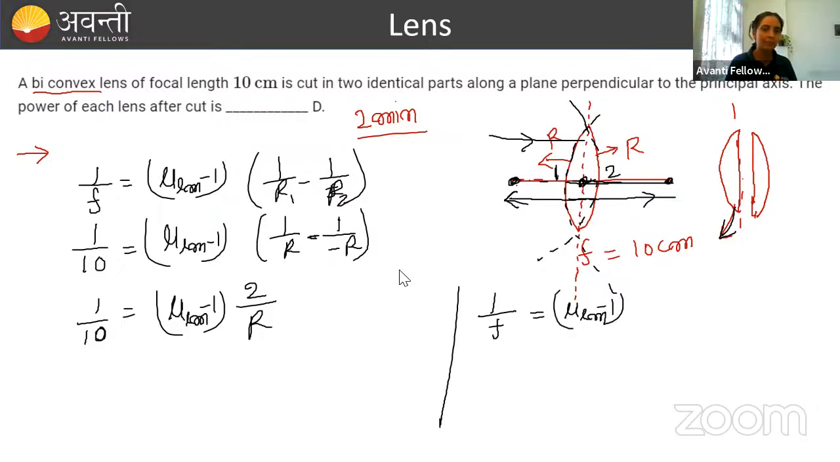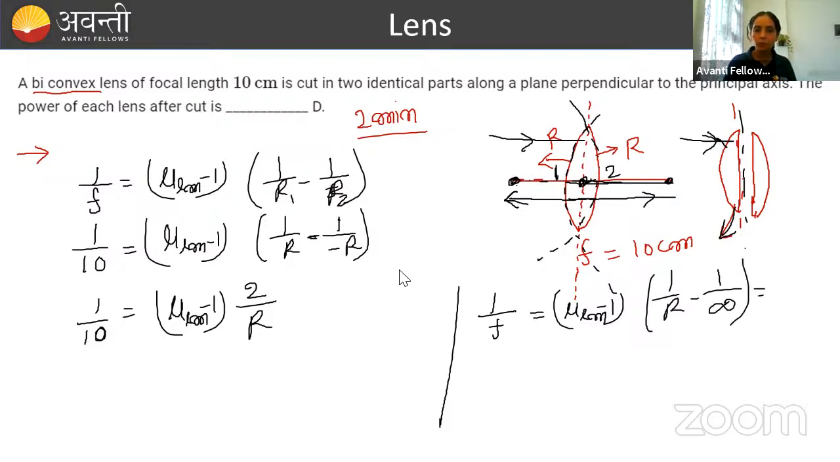This is not going to change, right? Mu L is same, mu media is same. Just because of cutting, only the radius of curvature of one surface has changed. So for this surface, again incident light I will take like this. So this is becoming the first surface, 1 by R minus. Second surface is a plane surface. So its radius of curvature will be what? Infinity.